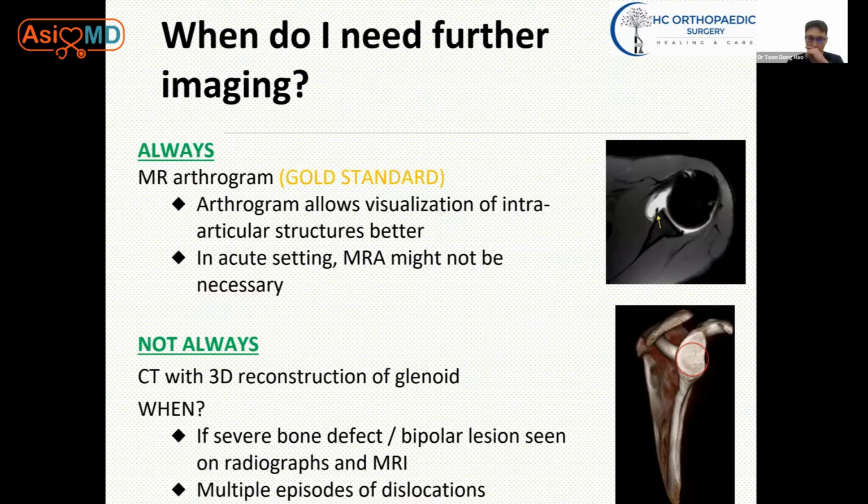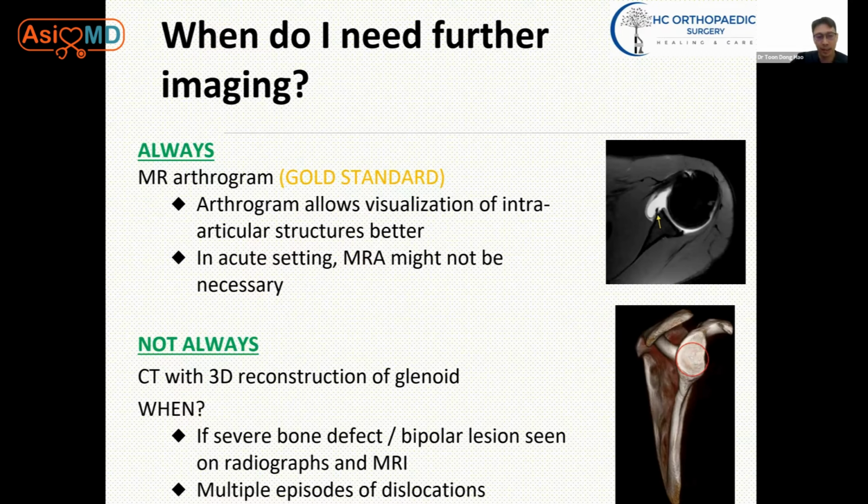When do we need further imaging? The gold standard is to do an MRI arthrogram. The reason we want to add an arthrogram to the MRI is to allow us to visualize the intra-articular structures, such as the labrum, which is usually damaged during a dislocation. In the acute setting, when there's a hemarthrosis, for example, within a few days of the dislocation, there's no need to do an arthrogram because the blood inside the joint can actually act as a natural contrast.